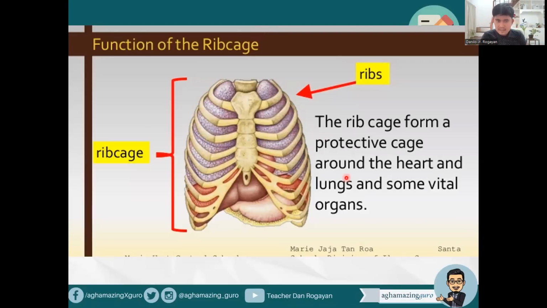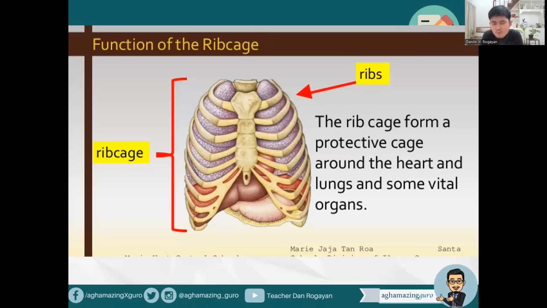Okay, that's correct. How do you call this bone in the part of your rib cage? Yeah, this is what we call your sternum. That is correct. How do you call naman the bone in the kneecap? We call it patella. Kneecap, patella. So yun lang naman halos.